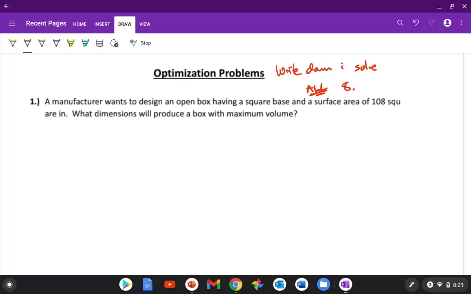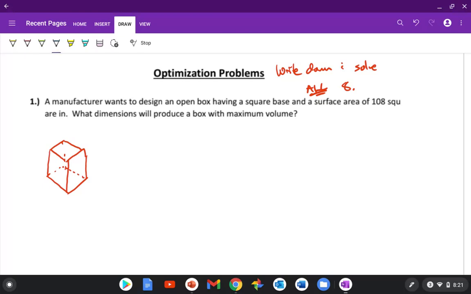So let's draw a picture, and that's what I would suggest in all of these, if you don't have a picture, is to draw a picture first. So this box has a square base. Let me just draw a little sketch here. Three-dimensional box. All right, so there's our box. The base, like I said, is square.